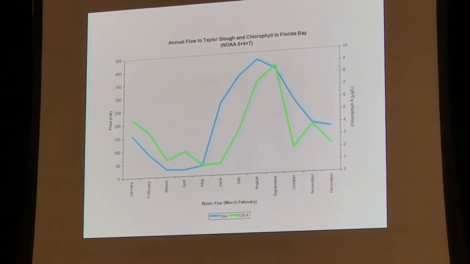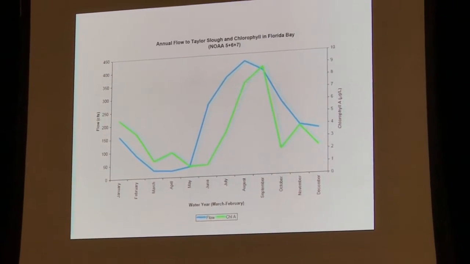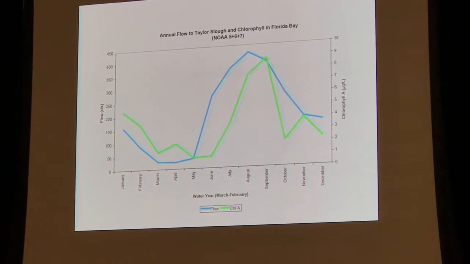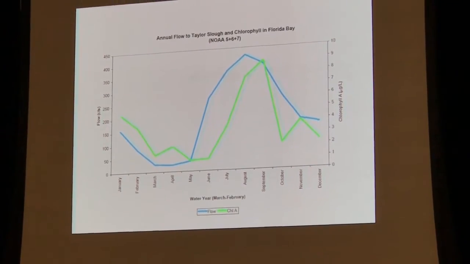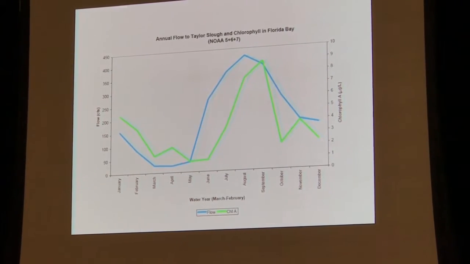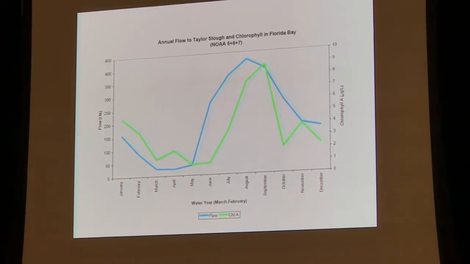If we just take monthly averages, here, blue is water flow into the bay. Green is the size of those algal blooms. Here's some dry years and here's some wet years. You can see how they correlate.